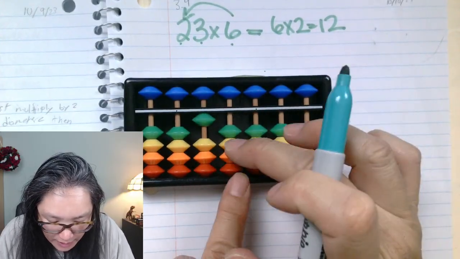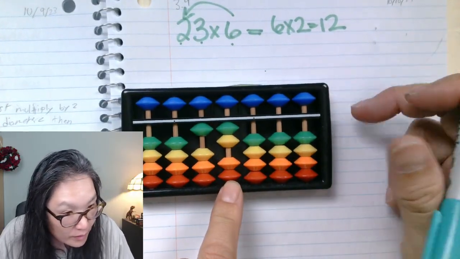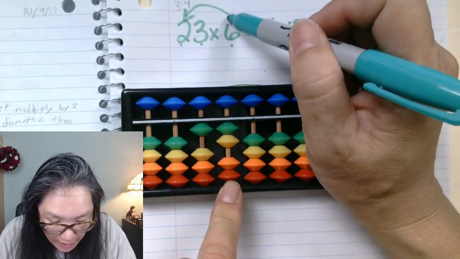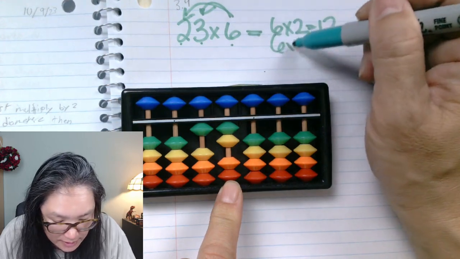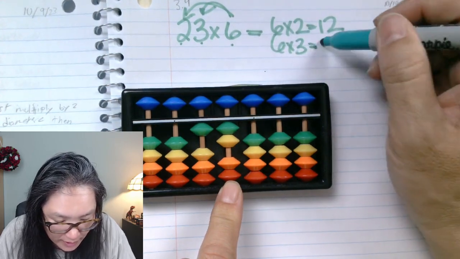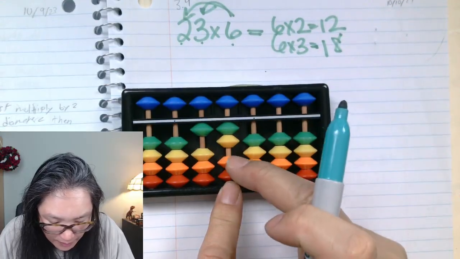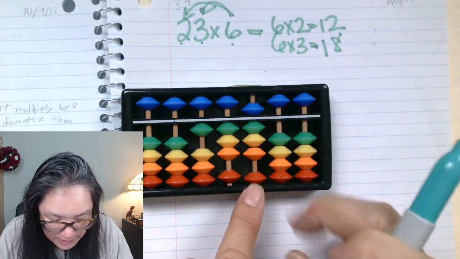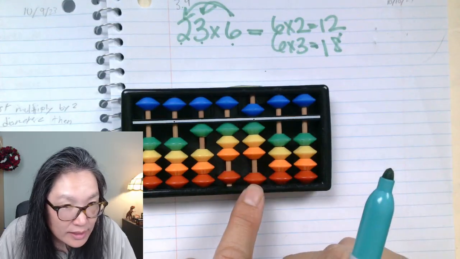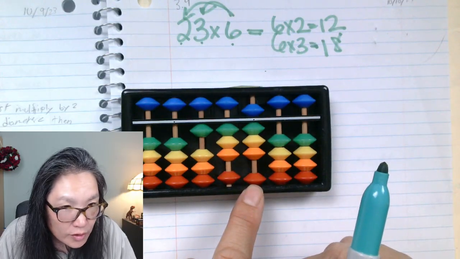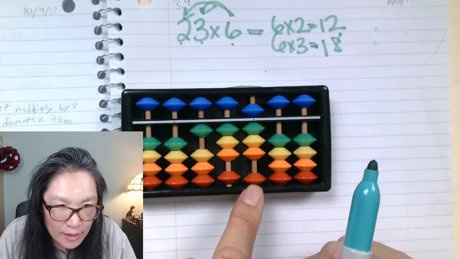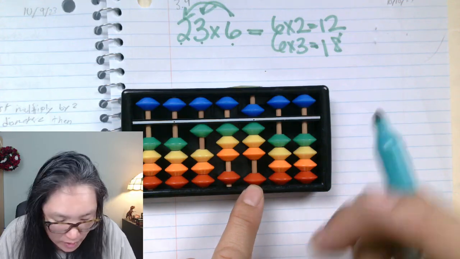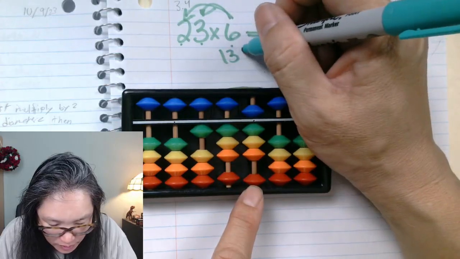I add my 1. I add my 2. And then what am I going to do? After that, I do 6 times 3. 6 times 3 is equal to what? 18. I add my 1, and then I add my 8. And so my final answer is 138. Notice that that was simple. That means there were no formulas. 138.